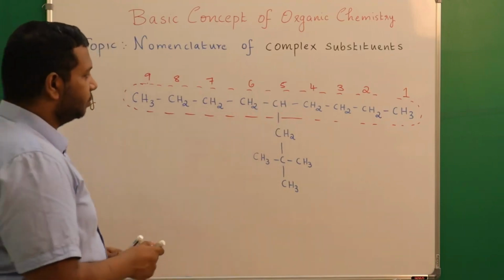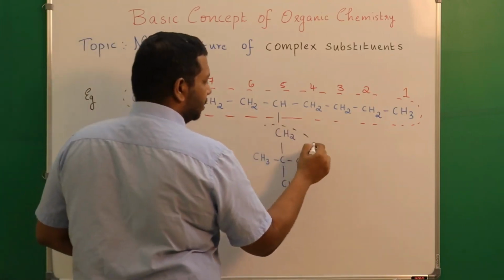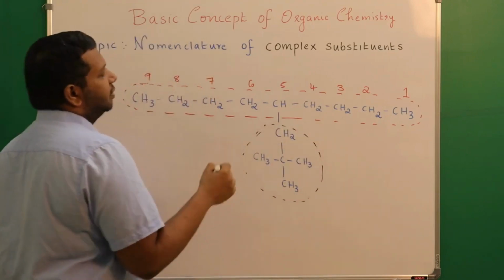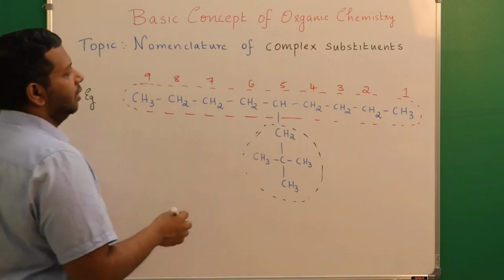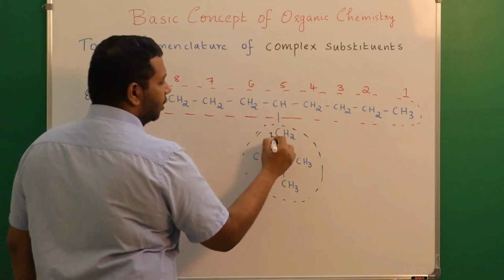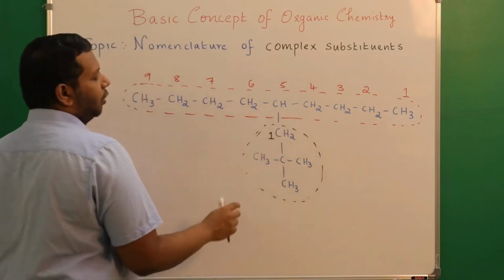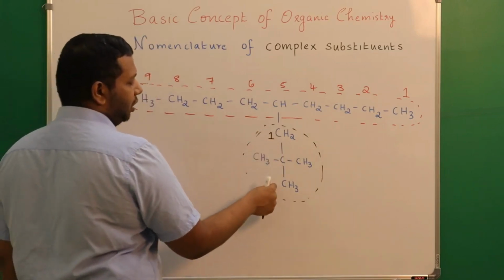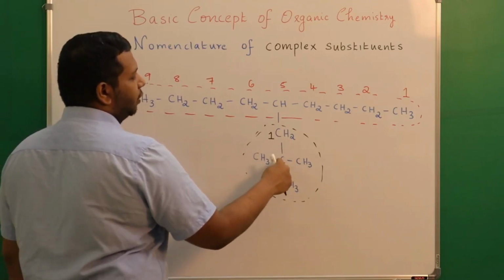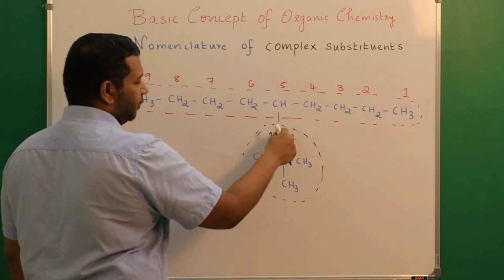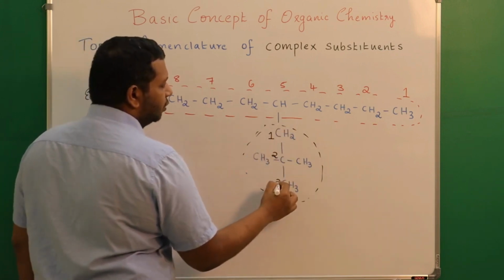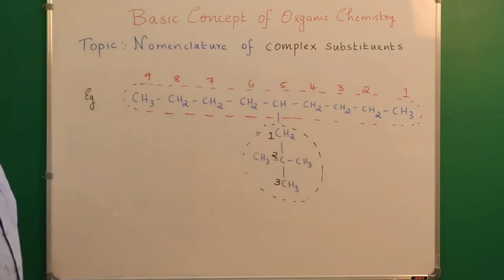Now I know that this is my complex substituent, correct? Now the next thing is numbering the complex substituent. The carbon atom which is connected to the parent chain should be numbered as 1. Now I need to choose the longest possible path. 1, 2, 3 or 1, 2, 3. Both are correct, because if I go this way also there is a CH3 group, and if I go this way also there is a CH3 group. Anything you can choose. So 1, 2, 3. I have chosen like this.